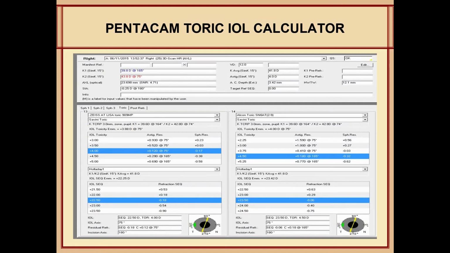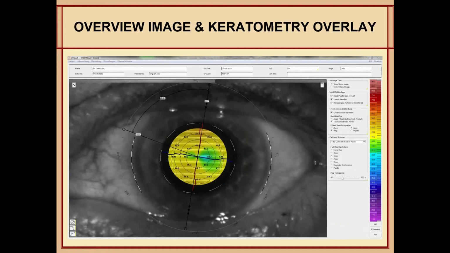And this is the printout from the toric calculator. You can put in different types of implants and different kinds of formulas, and you can program it the way you want, and it will give you a picture of the axis and the power and the way to do it, if you want to use this one instead of using the Alcon toric calculator.